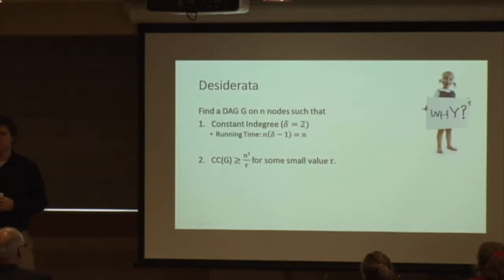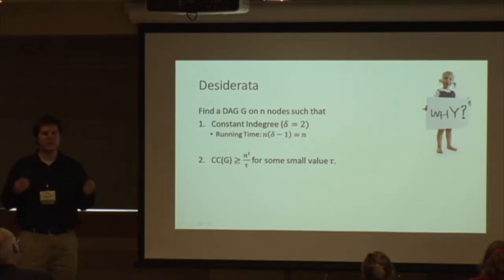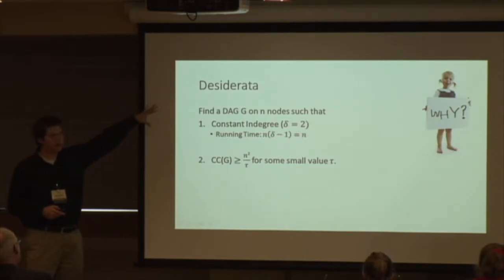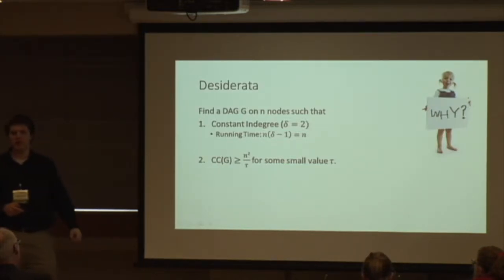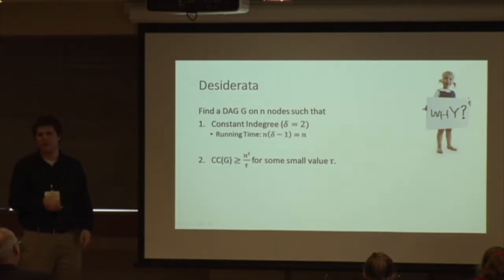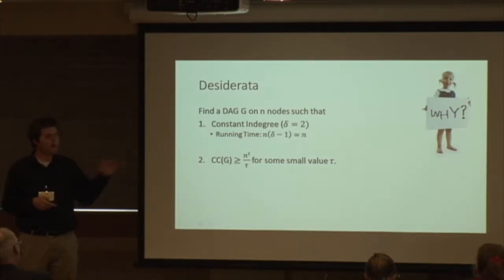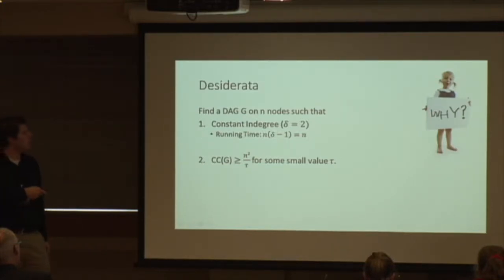All right, so the goal of designing a secure memory hard function essentially boils down to finding a graph G with 2 desirable properties: it has constant in-degree, and for any pebbling of G, the cost of this pebbling scales as n squared divided by tau for some small constant tau. Now, why do we want these properties? Well, the running time is n times delta minus 1. So if we want to actually compute this function, the running time is n times delta minus 1.